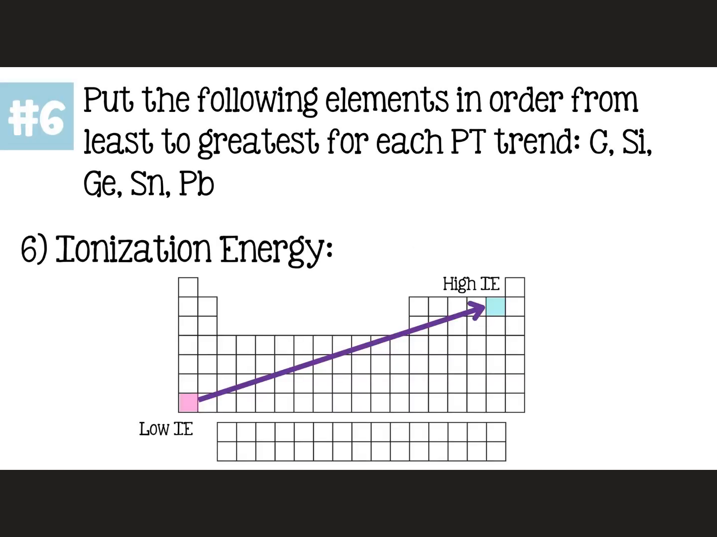Ionization energy actually follows the opposite trend, lowest on the bottom and highest on the top. So we're going to list the elements lead, tin, germanium, silicon, and carbon in that order from lowest to highest ionization energy.